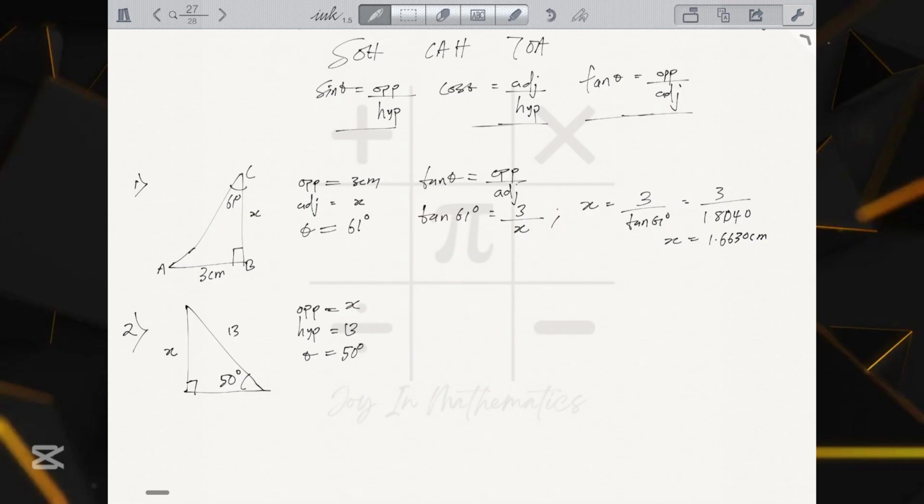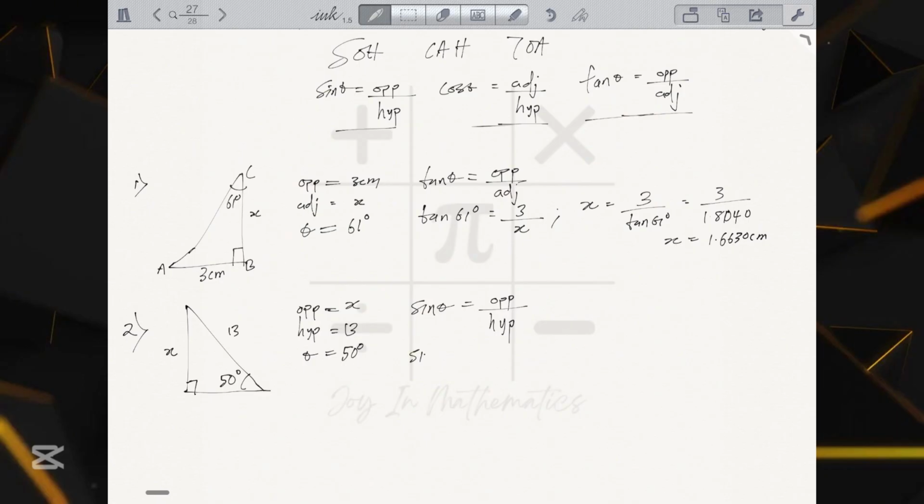Now, we want to look for the expression that relates opposite and hypotenuse together. Going from tan theta, this is opposite and adjacent. This is adjacent and hypotenuse, but this is opposite and hypotenuse. So we'll be using sine theta. Sine theta is equal to opposite divided by hypotenuse.